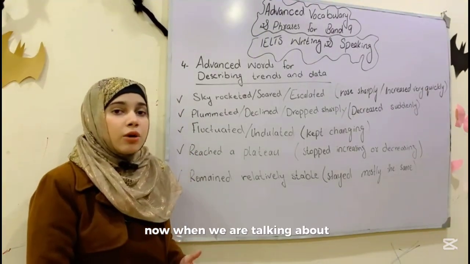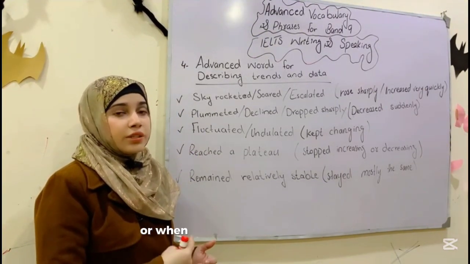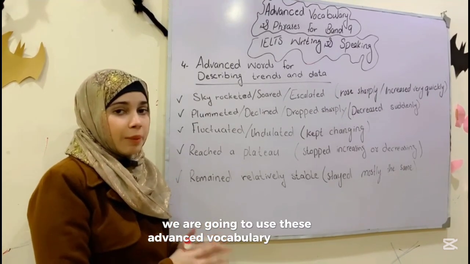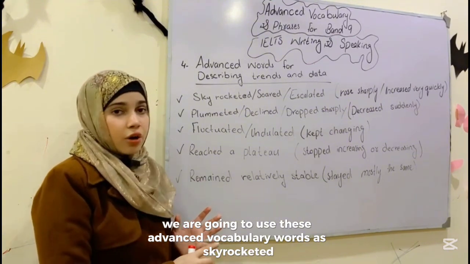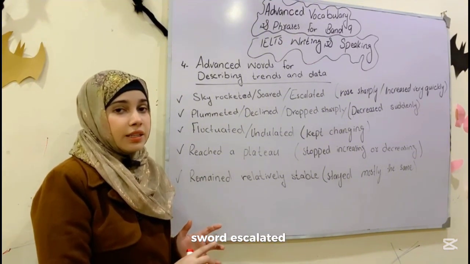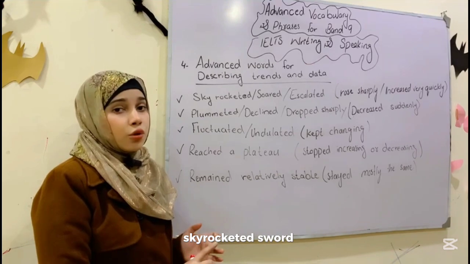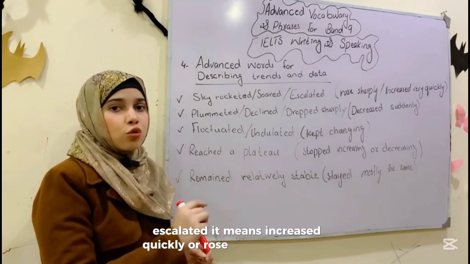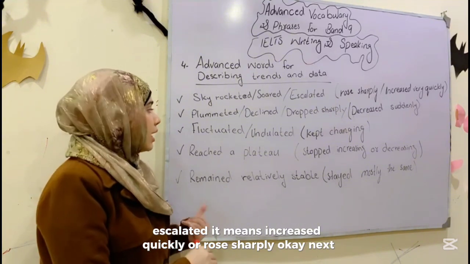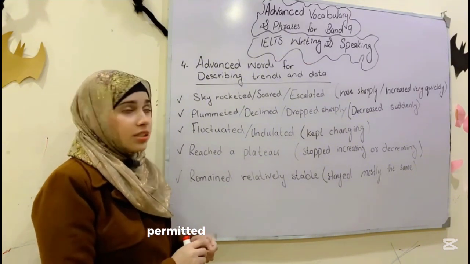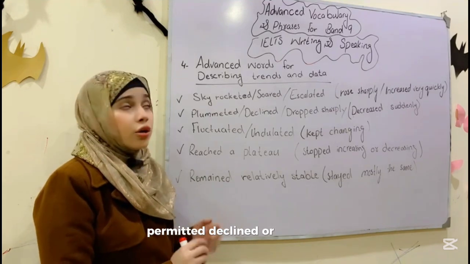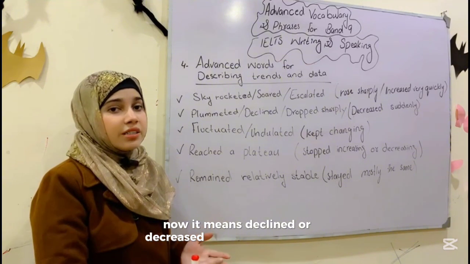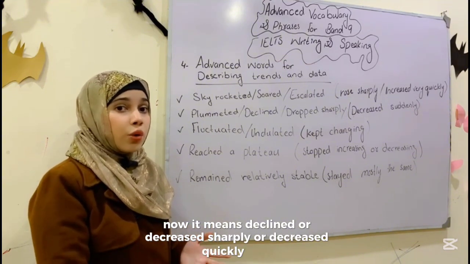Now, when we are talking about advanced words for describing trends and data, we are going to use these advanced vocabulary words: skyrocketed, soared, escalated. It means increased quickly or rose sharply. Okay. Next, plummeted, declined, or dropped sharply. Now it means declined or decreased sharply or decreased quickly.